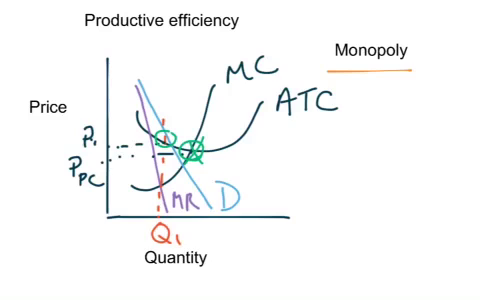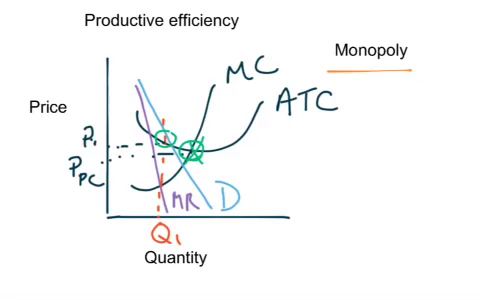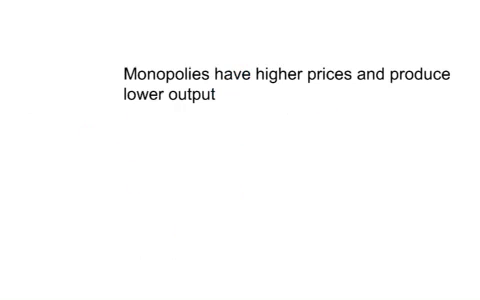Okay, so to sum it up in terms of productive efficiency, monopolies have higher prices and produce a lower level of output than they would in perfect competition, which we're seeing here, right? They're producing at a level of output that is lower than would be needed to be operating at the low point of the ATC, which we were talking about before. So they produce a lower output.